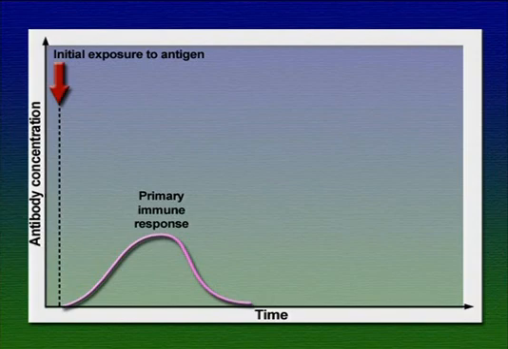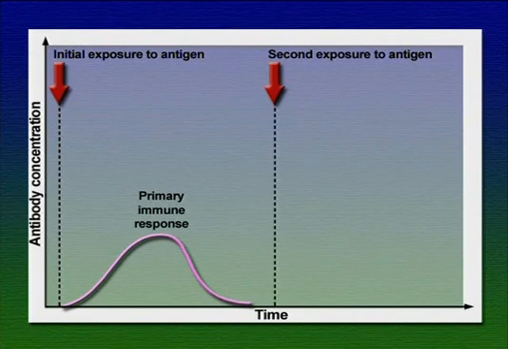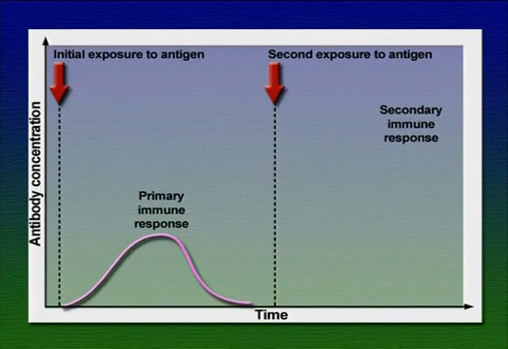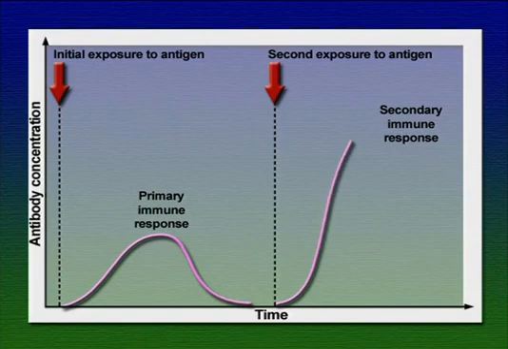Now, if you take that same individual and expose it to the same antigen at some future point in time, what you find is that the production of antibodies occurs much, much more rapidly. And in fact, many more antibodies are produced. You have a higher concentration of antibodies. It's this so-called secondary response that results from the original production of memory cells that remain in the body and wait in case there's a second encounter of the same antigen.